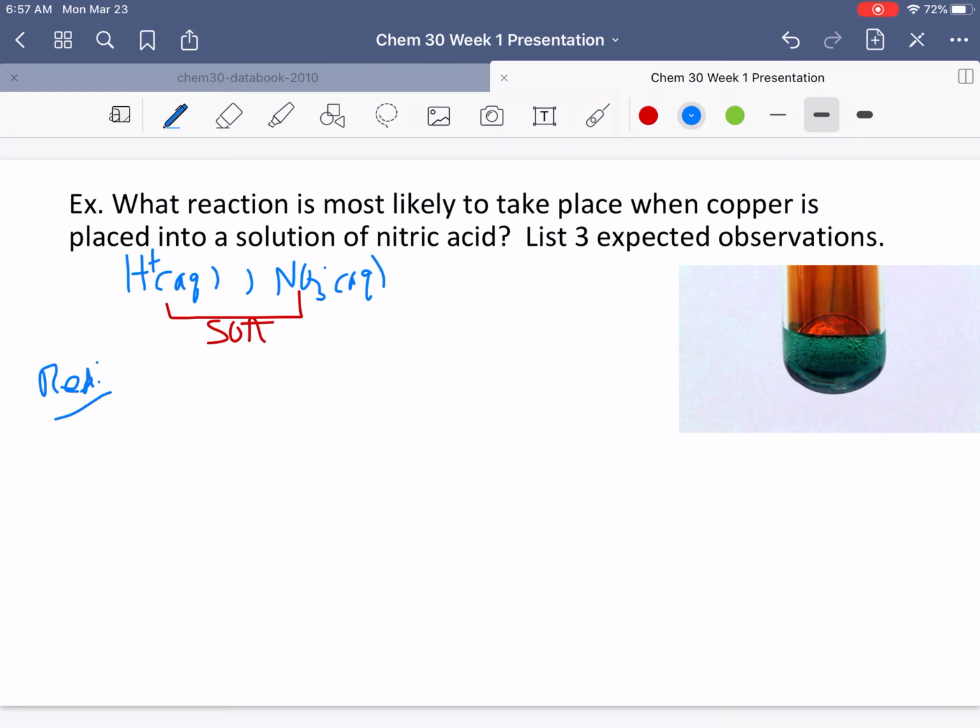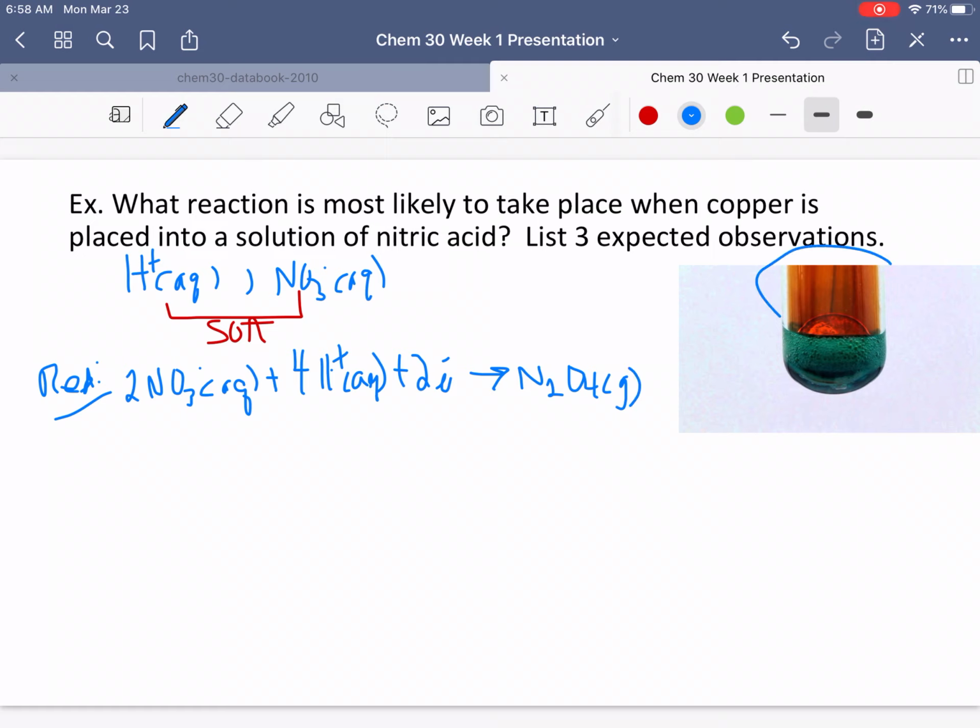Reduction reaction then, we have 2 NO3- aqueous plus 4 H+ aqueous plus 2 electrons produces N2O4 gas. And just so you're curious, that's why that color is there. That's the color of that dinitrogen tetraoxide gas. And 2 H2O liquid. Okay, move on.